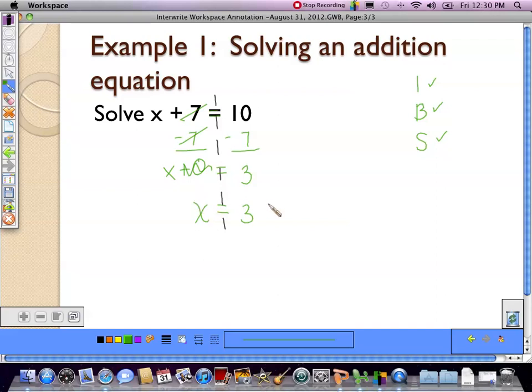So x equals 3. Now, our fourth and final step in solving one-step equations is to check your answer. So what you can do is plug this answer into your original equation. So originally we had x plus 7 equals 10. Now, in our answer, we got x equals 3. So if we plug in the 3 into the equation, we can see that 3 plus 7 does equal 10. So we know we have the right answer.